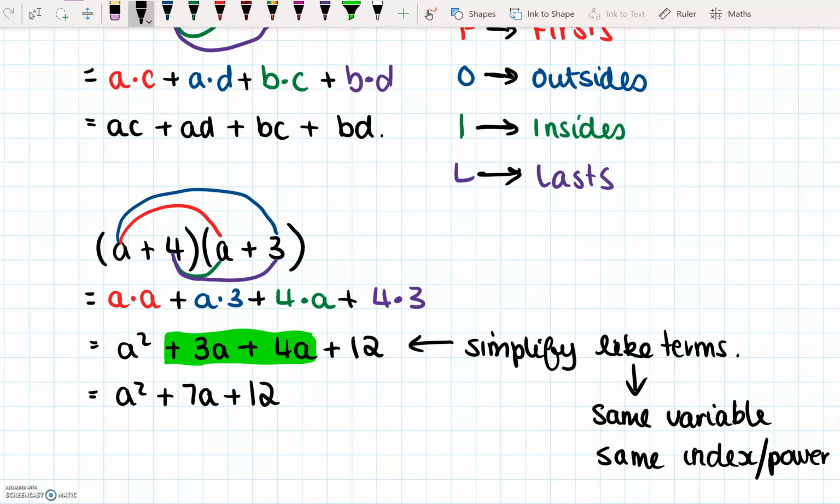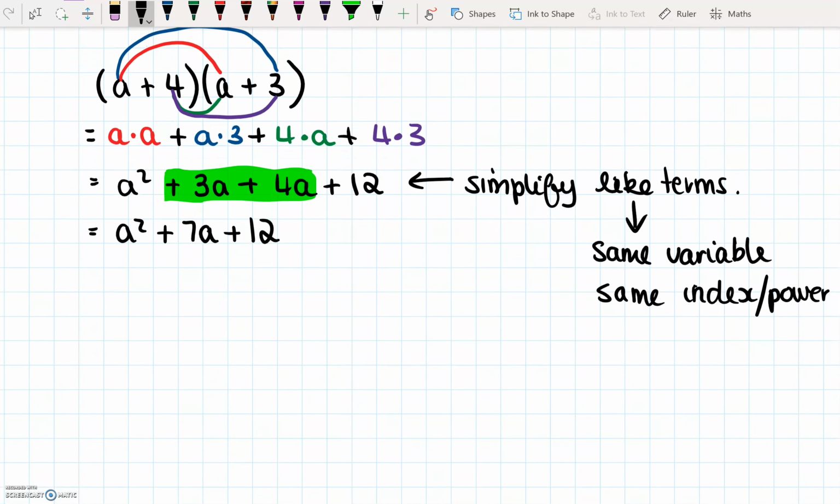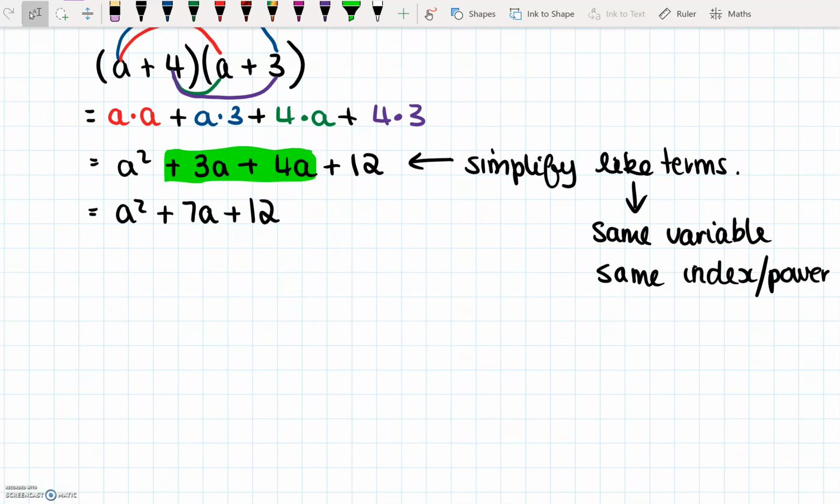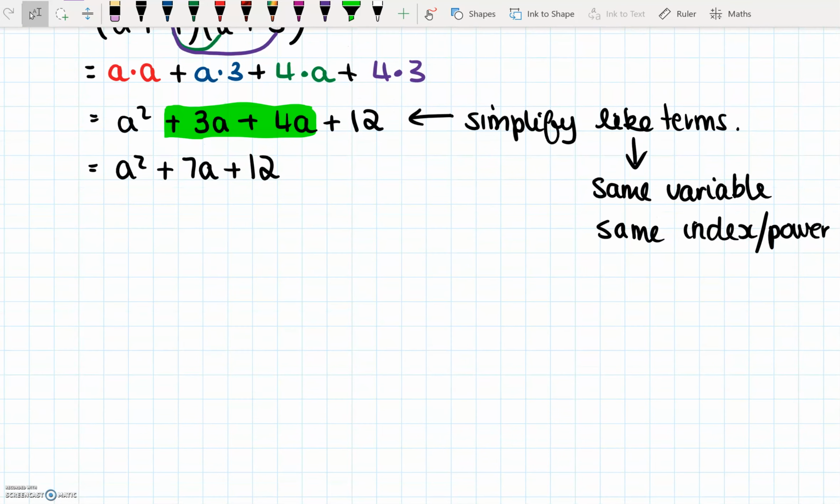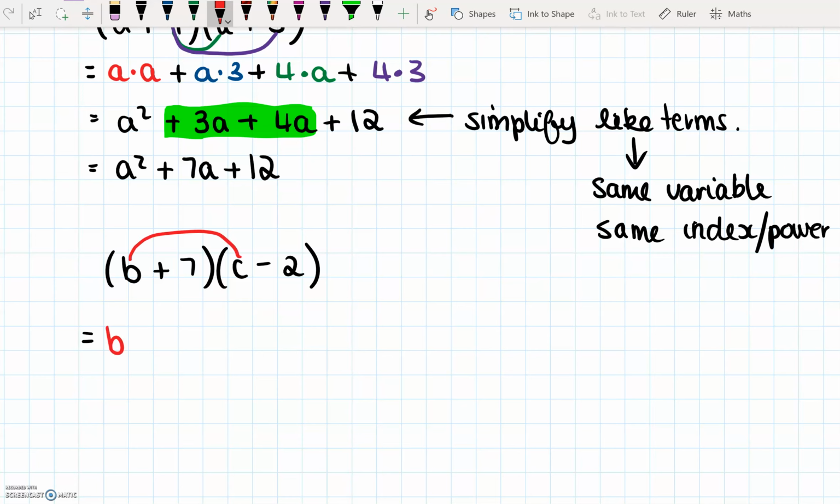Okay, we've multiplied this binomial out. All right, let's do another one just to make sure, and we're going to do one that has a negative in it just to show you something a little bit different. So if we have B plus 7, C minus 2. Okay, so equals, F is for first, so the first one in each bracket. So we get B times C plus, actually let's just make that a B just to keep it interesting.